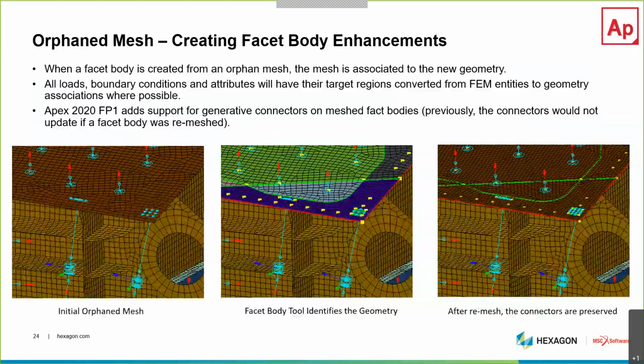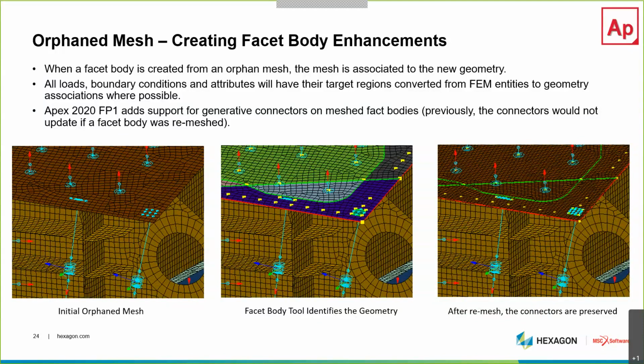Okay. Now, on the topic of orphan meshing, what is orphan meshing, or as other people call it, dead meshing? This is where you're importing a mesh that does not have any geometry attached to it. That's the reason why we call it orphan meshing, because it's been orphaned from its original geometry, right? So now we have the ability to create facet bodies from that orphan mesh.